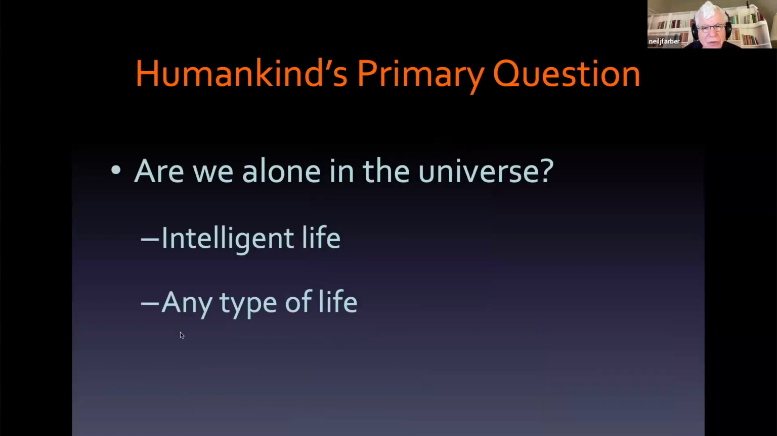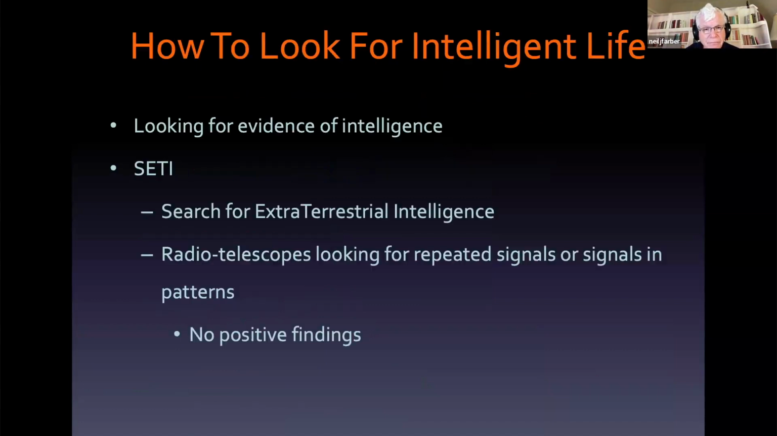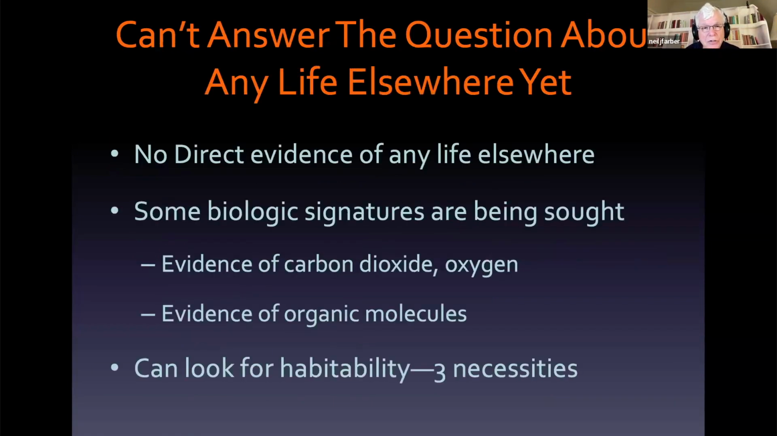I'll go. So one of humankind's primary questions, not the only one obviously, is are we alone in the universe? And we can talk about two types, intelligent life or any type. Next slide. So for intelligent life, it's SETI, obviously. There are no positive findings yet based on SETI, so we can just put this aside. Next slide. So in terms of looking for intelligent life elsewhere, there's no direct evidence of life elsewhere.